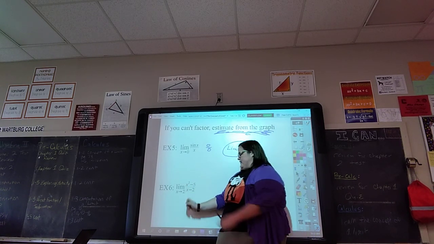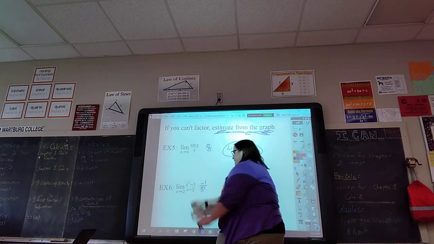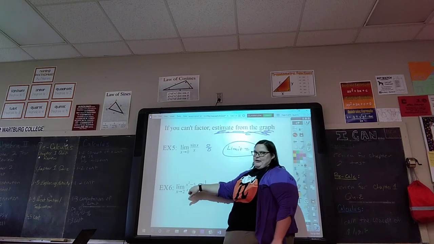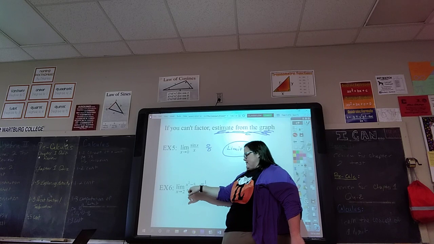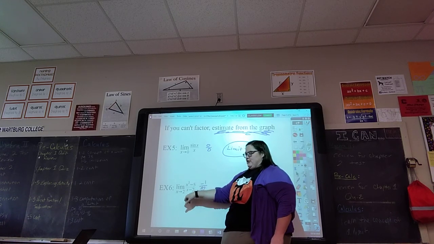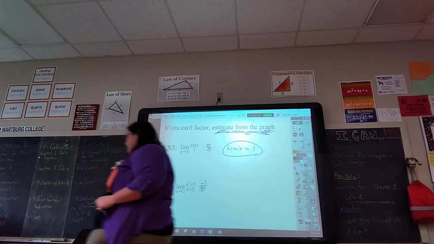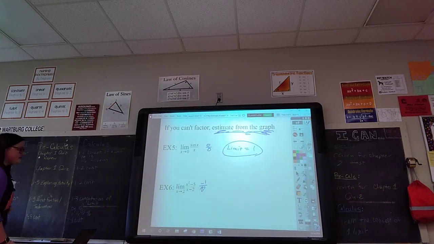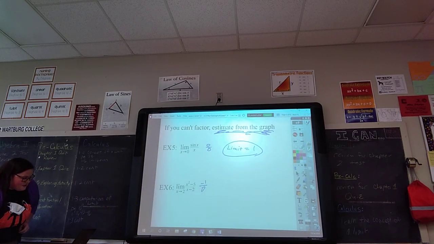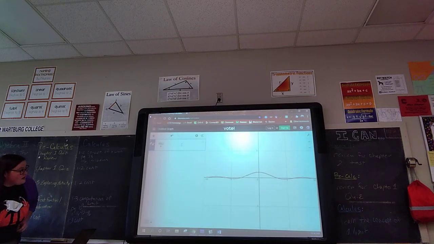Now to check this one, 2 squared is 4, 4 minus 4 is 0. 2 minus 2, we get negative 1 over 0. Again, can we factor this, is it a perfect square? No. So this tells me I can't factor it, so I'm going to have to look at its graph. Does that make sense? And again, you don't have to snip the graphs, just use your calculator.